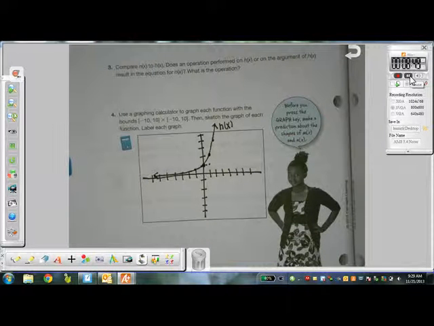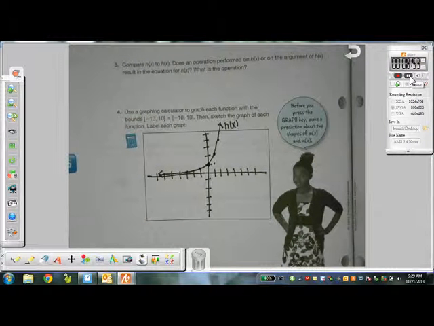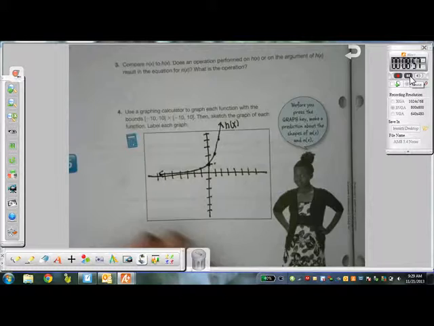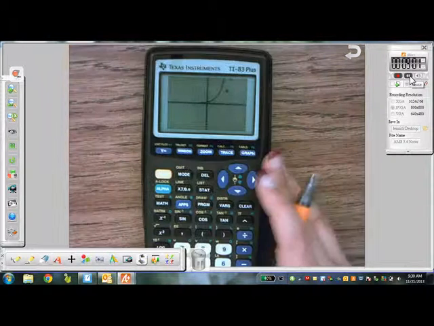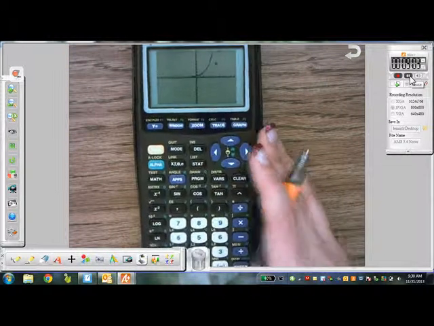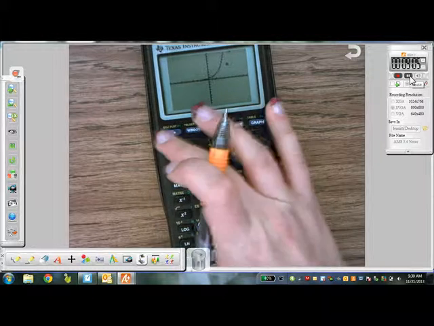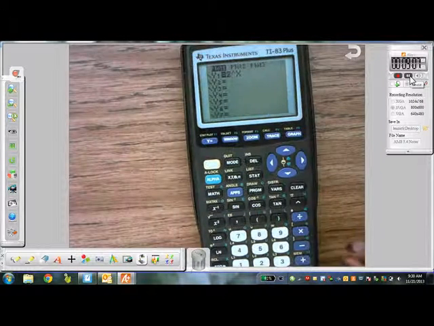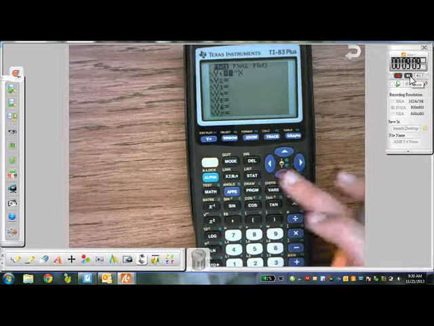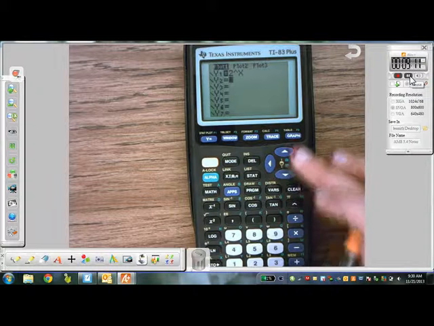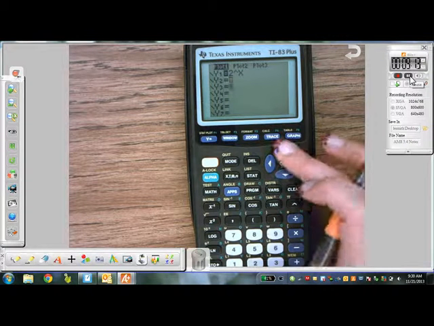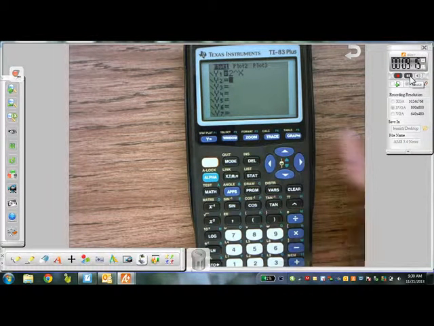This is where it gets interesting. We are now going to graph m of x. So here's what you guys are going to do. On your graphing calculator, go back to y equals, so hit y equals. Do not erase the one we just did. We're going to graph a second line on the same graph. Okay, so keep that 2 to the power of x.